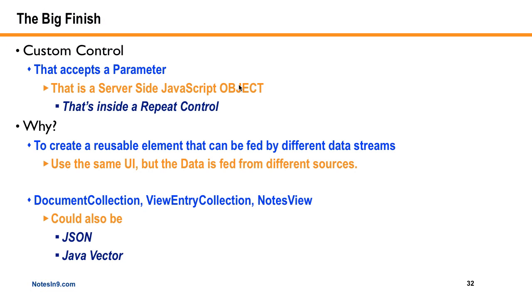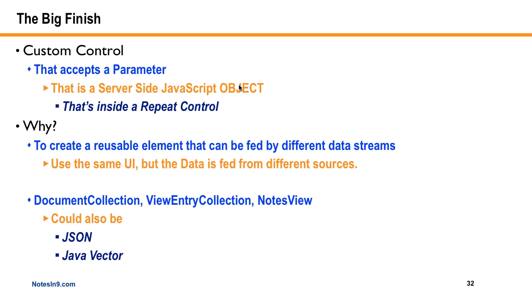Okay, here we go. Buckle your seatbelts. What we're going to do here is look at a custom control. We're going to tie all these things together, and we're going to look at a custom control that accepts a parameter that's a server-side JavaScript object inside a repeat control. Now why? Well, I wanted the insides of a repeat control to be standalone. So I wanted to pass the data into them.